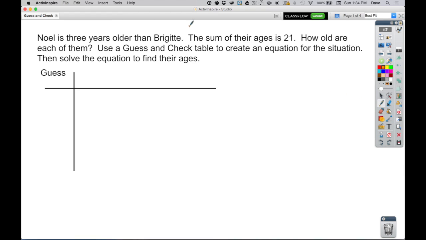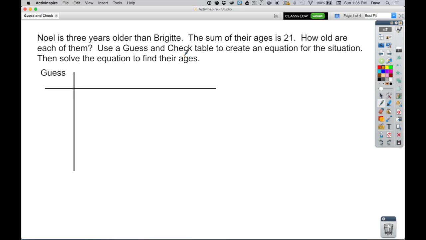So let's take a look at how we can use the concept of guess and check to help us write equations. So here we've got this word problem. Noel is 3 years older than Brigitte. The sum of their ages is 21. How old are each of them? We're going to use a guess and check table that's going to help us create an equation for the situation. And then now that we know how to solve equations, we'll use that to find their ages.